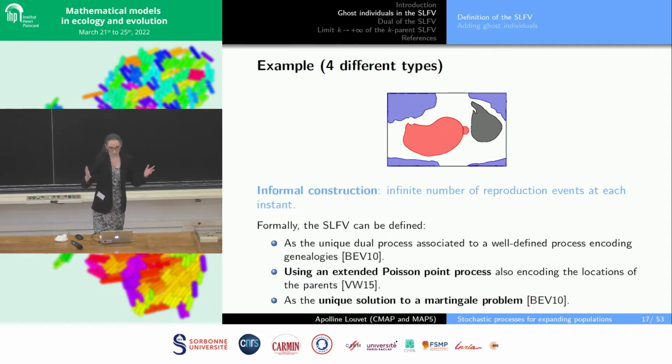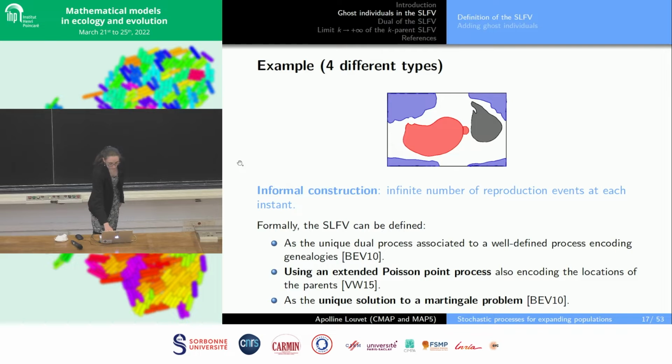Of course, as you may have already noticed, this construction is only informal, because here it works because my slides are compact, so the reproduction events occur at a finite rate, but the complete model is on R^d, so you have an infinite number of reproduction events occurring at each instant.